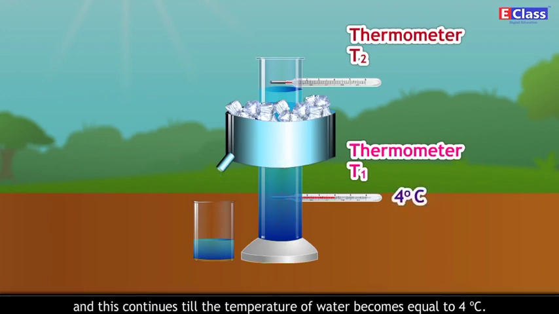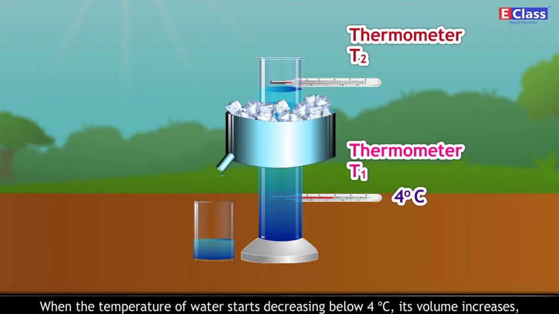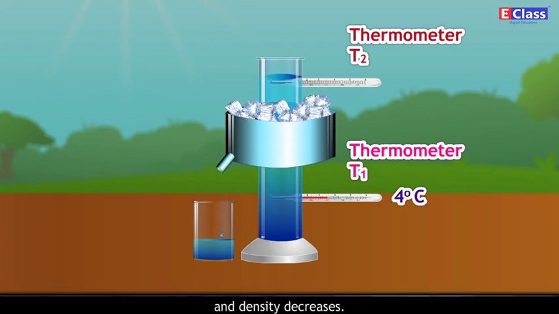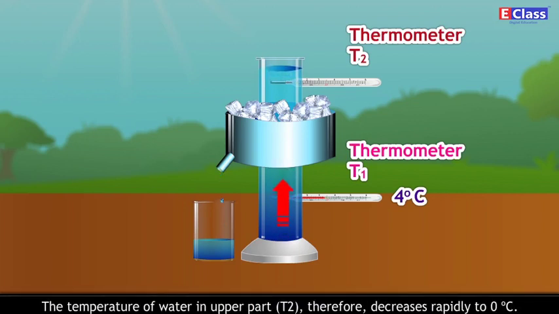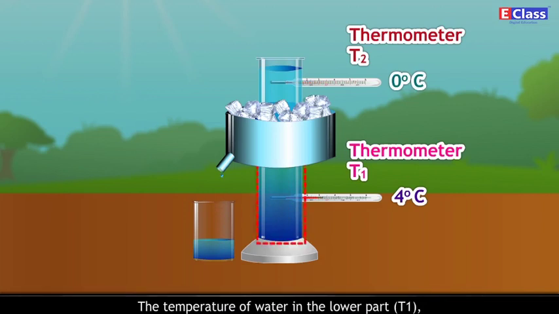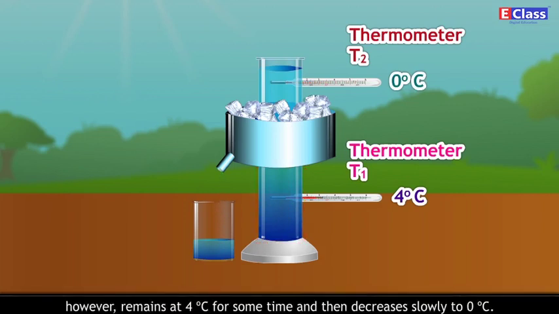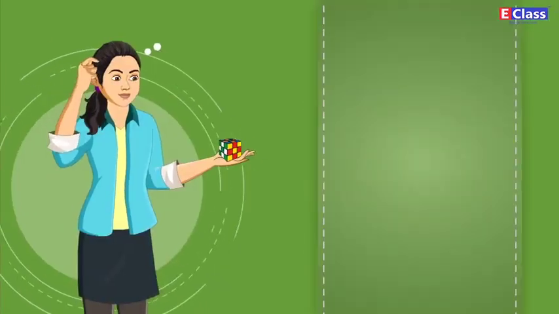When the temperature of water starts decreasing below 4 degrees Celsius, its volume increases and density decreases. It therefore moves in the upward direction. The temperature of water in the upper part, T2, therefore decreases rapidly to 0 degrees Celsius. The temperature of water in the lower part, T1, however, remains at 4 degrees Celsius for some time and then decreases slowly to 0 degrees Celsius.